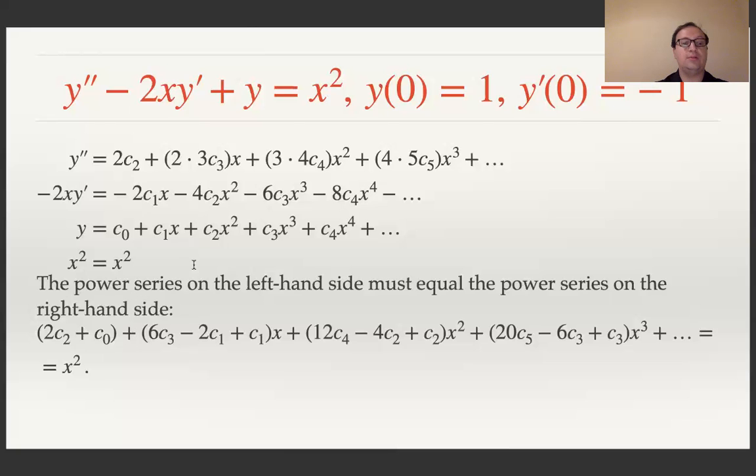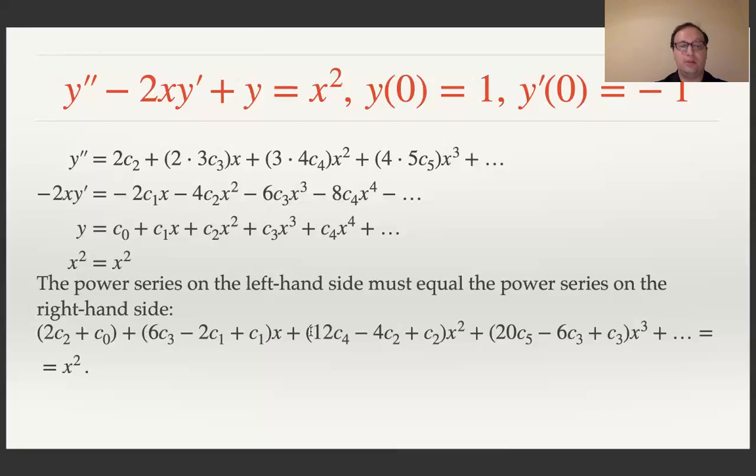Then we look at all the terms of degree 1, and now there are three of them. There is 63x, there is minus 2c1x, and there is plus c1x. So overall, in this left-hand side of the equation, the degree 1 term would be 63 minus 2c1 plus c1 times x. So the coefficient of x is 63 minus 2c1 plus c1.